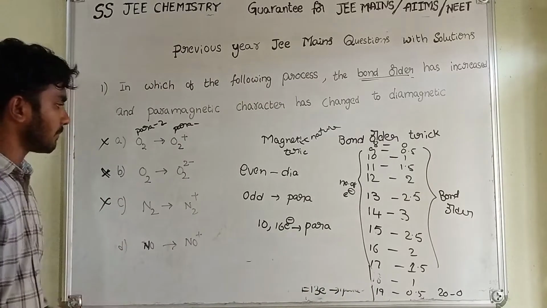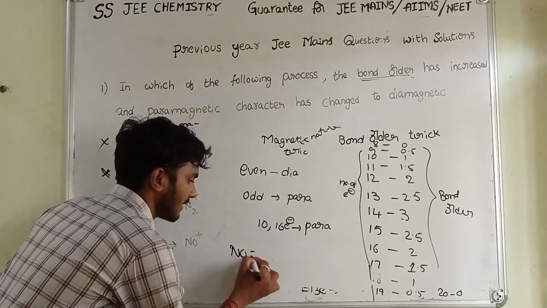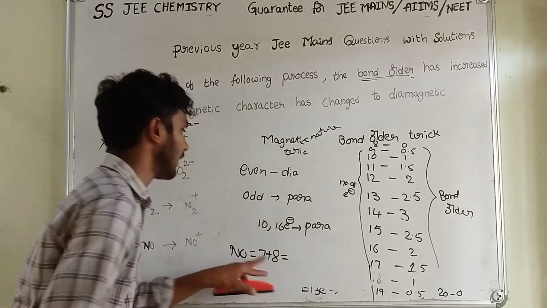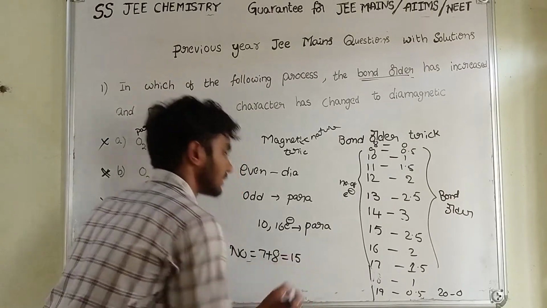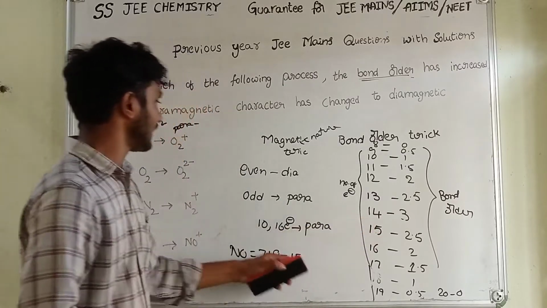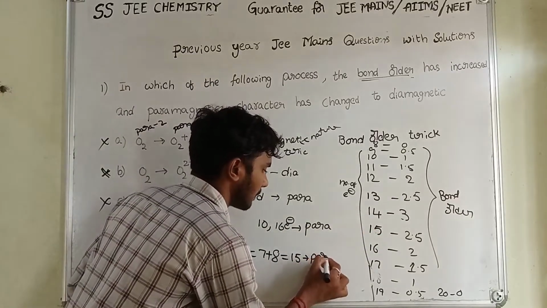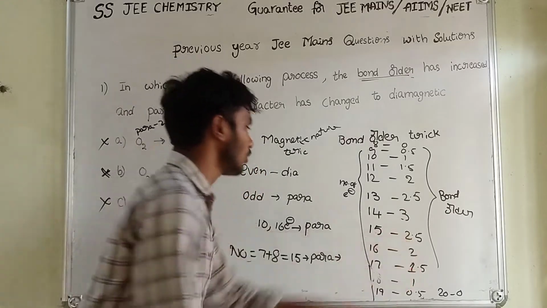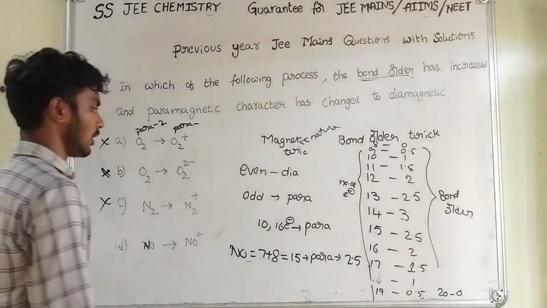Next, option D, NO means nitrogen 7 electrons plus oxygen 8 electrons, total 7 plus 8, 15 electrons. So 15 electrons means it is an odd number, so it is a paramagnetic nature. It is paramagnetic nature, and for 15 electrons, 2.5 is the bond order.